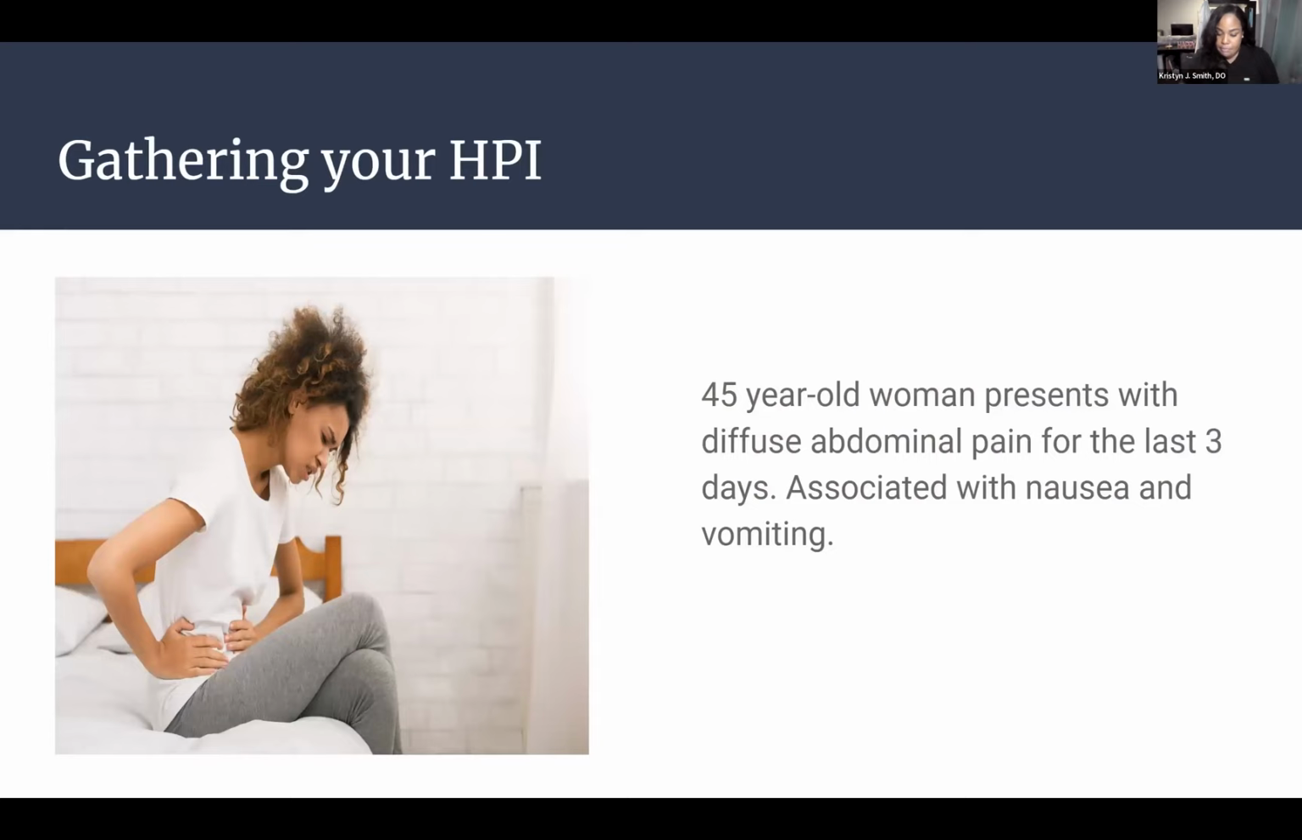During your clinical rotations in the emergency department, the presenting symptoms or chief complaint will help to focus your history taking, physical exam, and workup. Given the brief triage history that's listed here, which is a 45-year-old woman presenting with diffuse abdominal pain for the last 3 days associated with nausea and vomiting, what other information would you like to gather from the patient? Right, you should be considering things like location of the pain, how does the patient characterize the pain, when was the onset, are there any exacerbating or remitting factors, and any associated symptoms such as chest pain, shortness of breath.